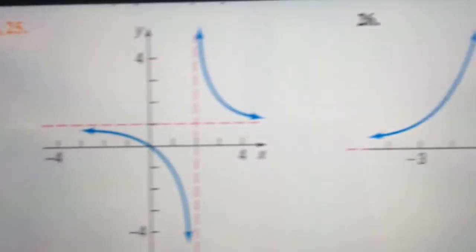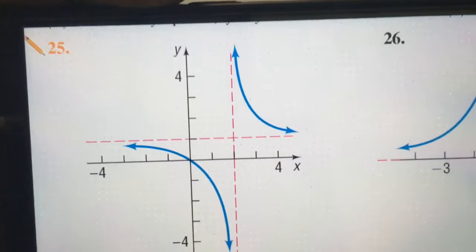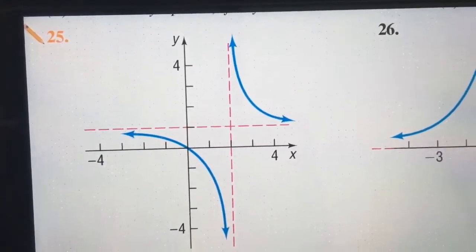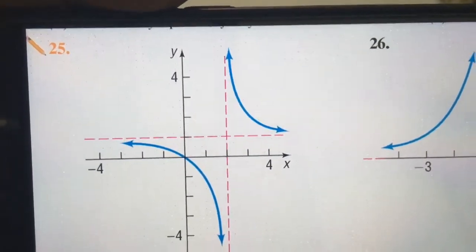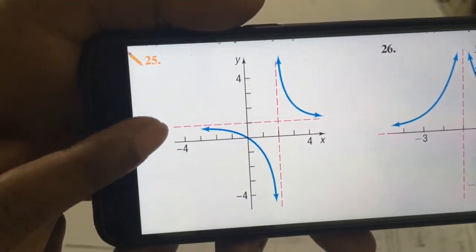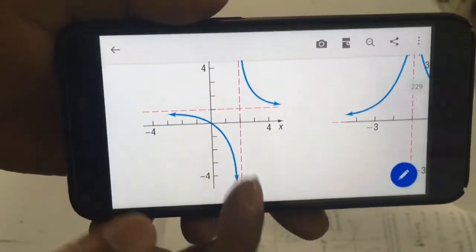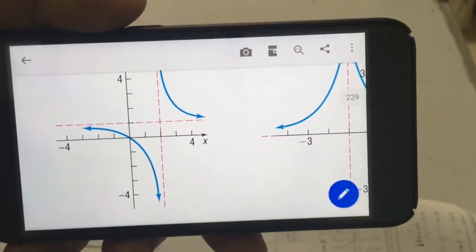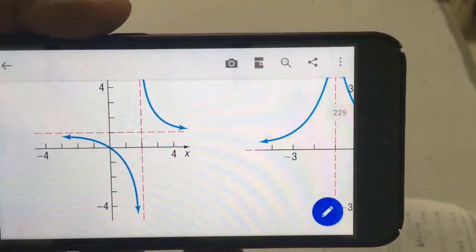I think I can show you from some other source so that you see the picture nicely. I hope you see it. This is number 25. So you see, I think you can see there are two red lines. One is a horizontal red line, another one is a vertical red line. Can you see this horizontal one? This is a horizontal red line, and there is a vertical red line, this one. So we have two red lines. These red lines are actually the asymptotes of this function.